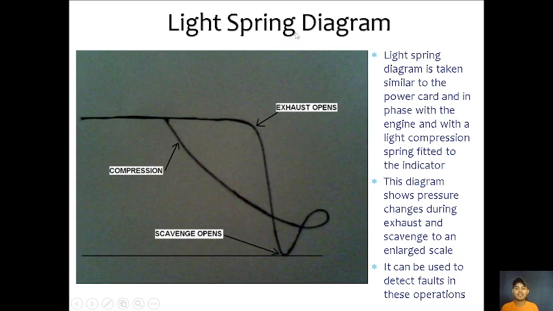Okay, this is the light spring diagram. The light spring diagram is taken similar to the power card and in phase with the engine, with a light compression spring fitted to the indicator. So this is the compression, we have the exhaust, and we have the scavenge. This diagram shows pressure changes during exhaust and scavenge to an enlarged scale. It can be used to detect faults in this operation. So if you want to focus on the exhaust stroke, the scavenge and compression stroke, we can look at this light spring diagram.